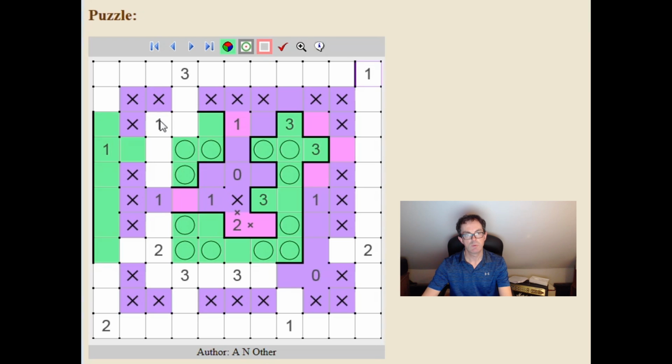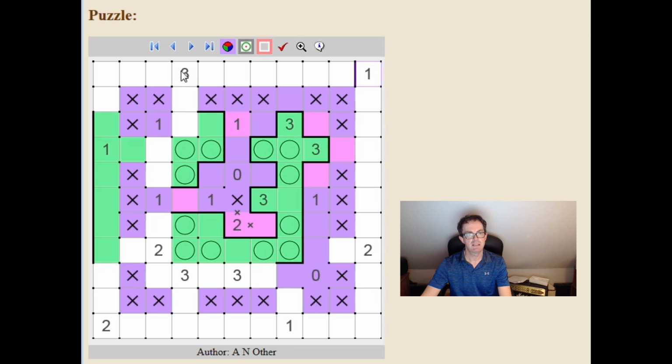Let's do our trick with the one again. Can this one be green? No. If it's green, this side and this side will have to have line segments breaking it. So this is purple. And now let's have a think about this 3 square. How can this be arranged? And in particular, is it possible that this 3 square is not green?